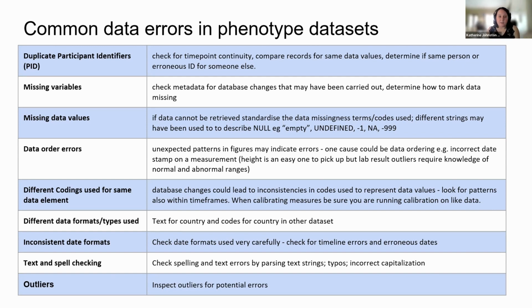When you pull up your data, you may find that there are gaps in columns of your data, and that can happen if there have been some changes to a study along the way. So you may want to go back and see if you've got any metadata mentioning database changes or structural changes to how they collected the data. Otherwise, you'd need to decide how you're going to mark that data as missing.